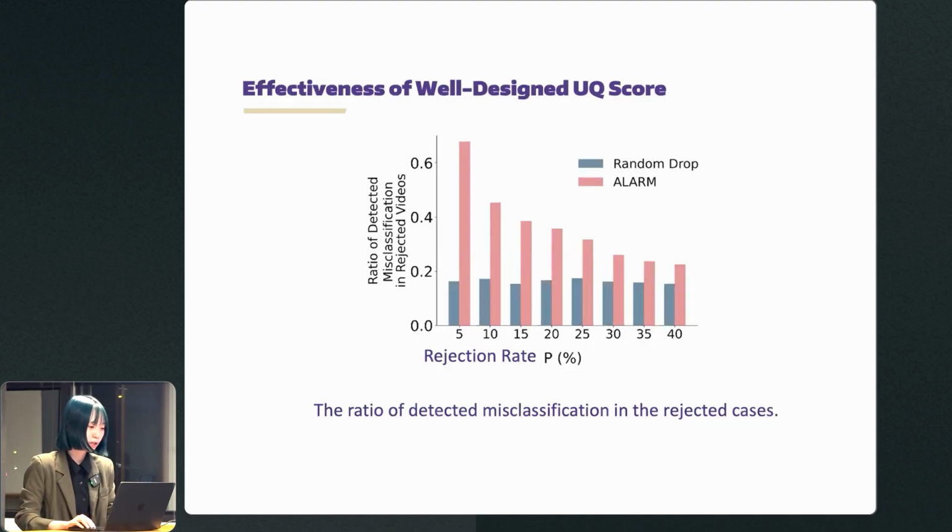We also evaluate the effectiveness of our well-designed UQ score. Here we include a baseline called random drop, which means we randomly drop P% of the videos from the LLM decision making and let humans make the final decisions on these random P% videos. And we can see that our ALARM can achieve a higher ratio of detected misclassifications in the rejected cases at all these rejection rates P.